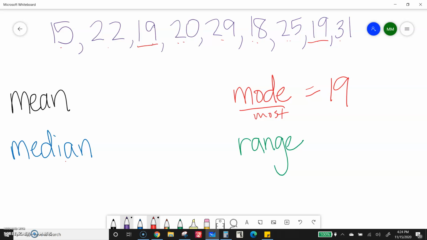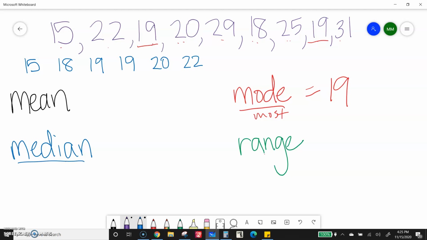The median and the range go nicely together because we need sort of the smallest to the biggest for both of them. So let's go ahead and work on the median next. So remember, for the median, what do I need to do first? Think about it. Right, put them in order from smallest to biggest. Now I have a lot of numbers here, so I got to be careful. Okay, 15. Then I have an 18. I have two 19s. Then I have a 20.